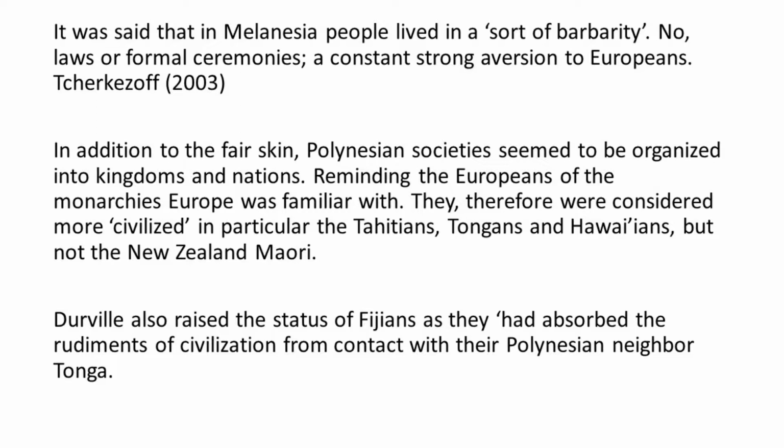In addition, this is in juxtaposition to the more fair-skinned Polynesians. And these societies seem to be organized into kingdoms and nations that were very reminiscent of the kingdoms in Europe. And therefore, they seem to be more civilized. And this was particularly so for Tahitians, Tongans, Hawaiians, but also the New Zealand Maori. So D'Urville also raised the status of Fijians because they seem to have absorbed aspects of Tongan Polynesian society.